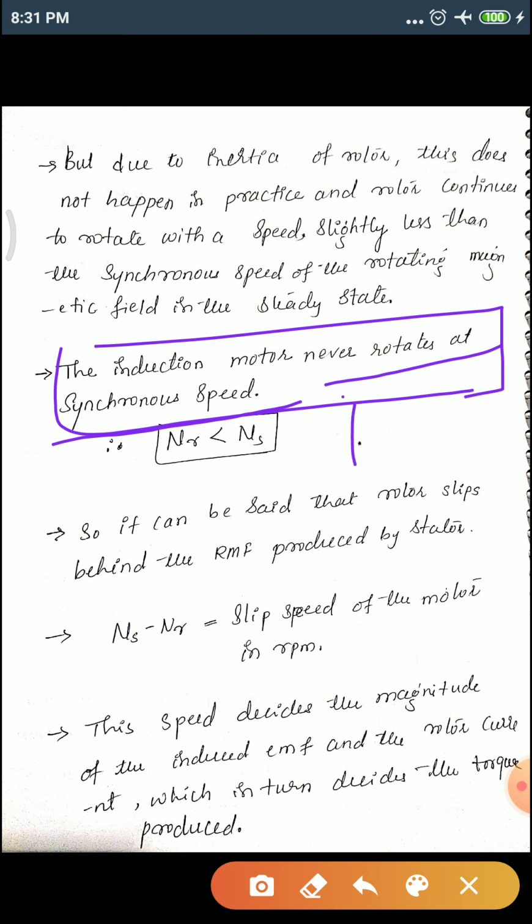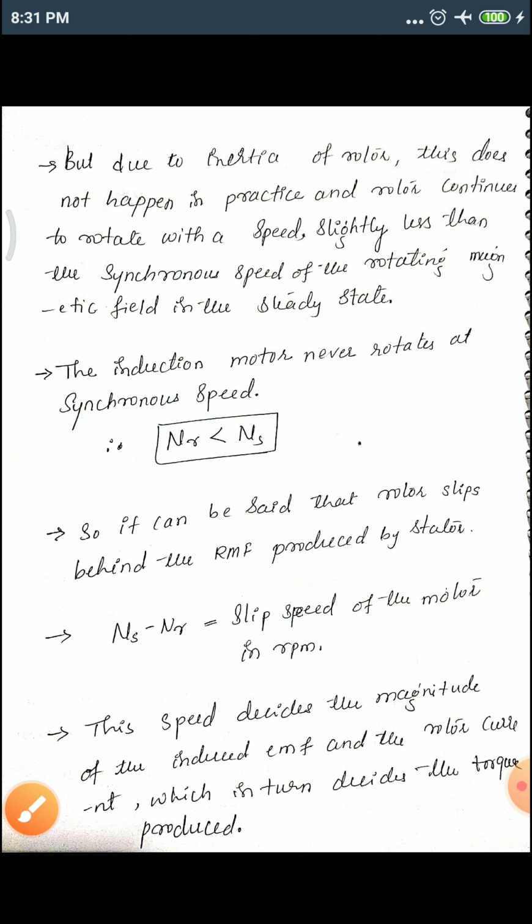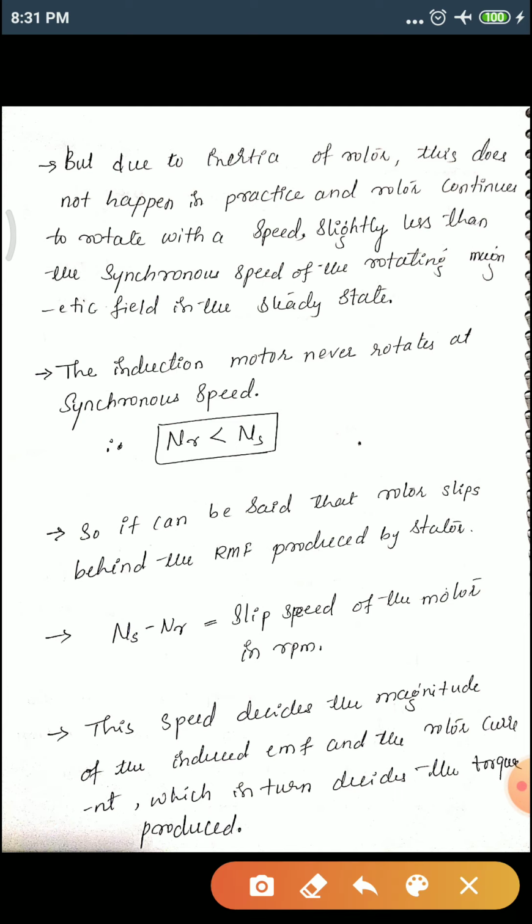The meaning of this is that NR will not be equal to NS. It means your rotor speed will always be lesser than your synchronous speed. So it can be said that a rotor slips behind the rotating magnetic field produced by the stator. So what is this slip speed? What we have said is a relative speed. This is NS minus NR.